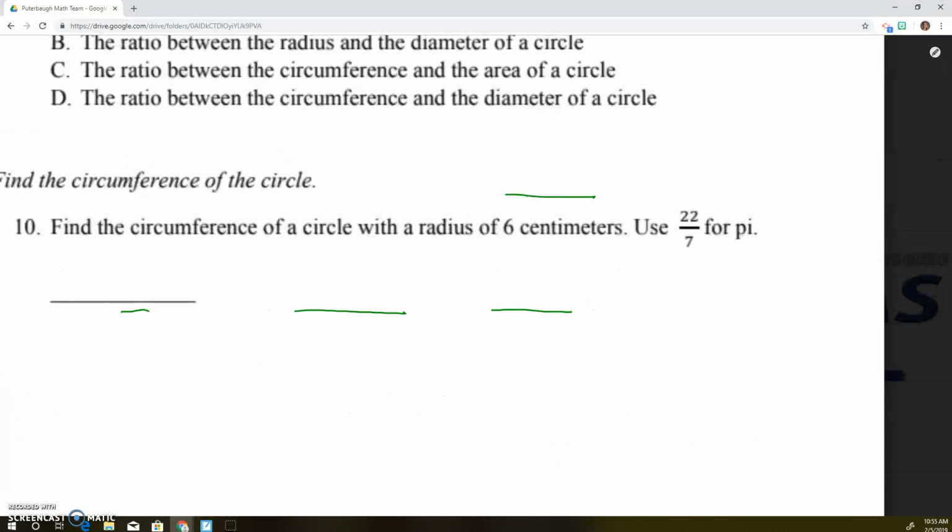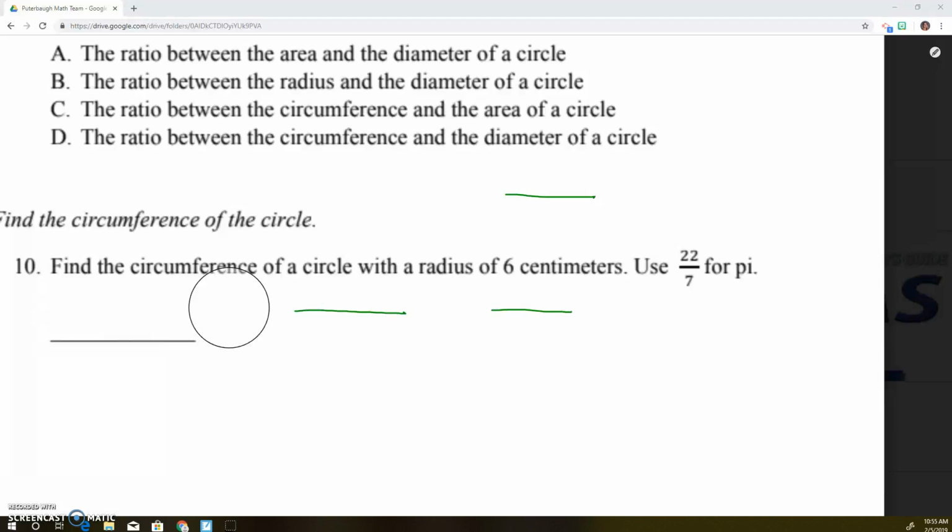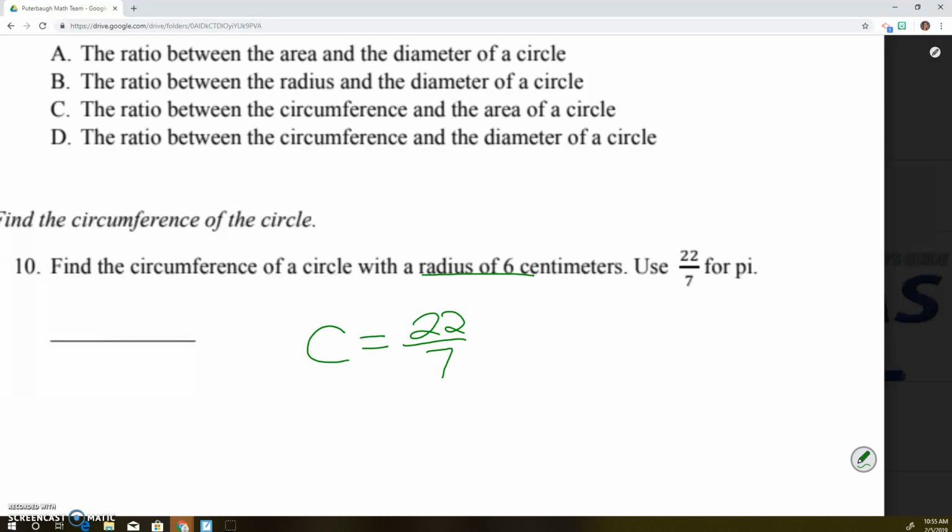Number 10. I want you to do number 10, but it says it wants you to use this fraction. It says find the circumference, use 22 over 7, and a radius is 6. Do I need the radius or the diameter? Diameter. So I have to do 6 times 2 is 12. Okay, when I multiply fractions, can I multiply just straight across? Yes. When you multiply fractions, you just go straight across. So I want you to solve that one.